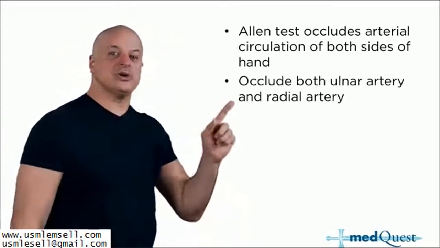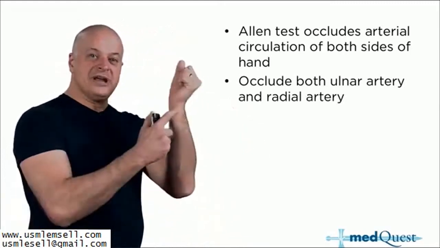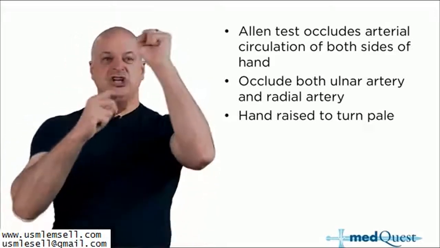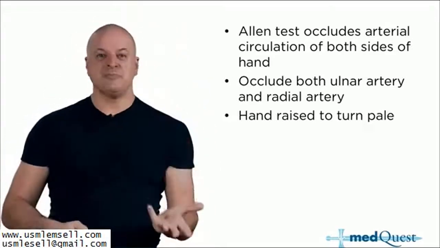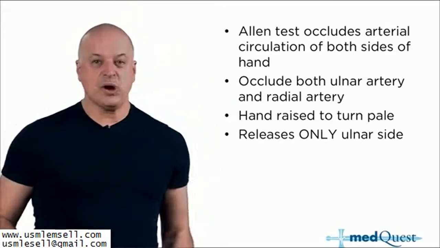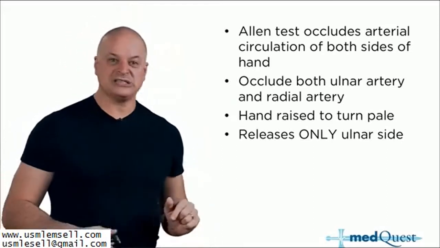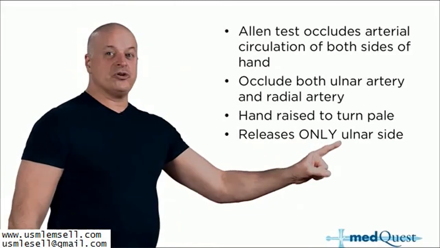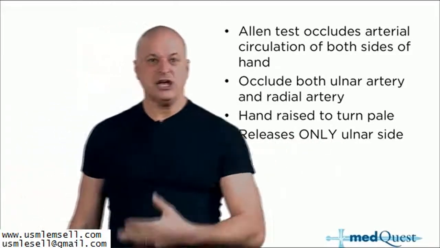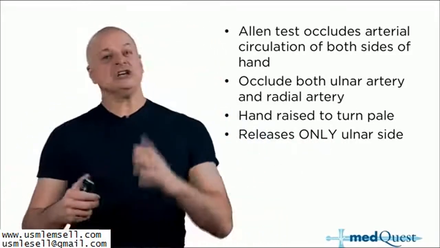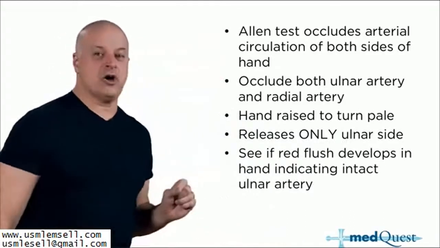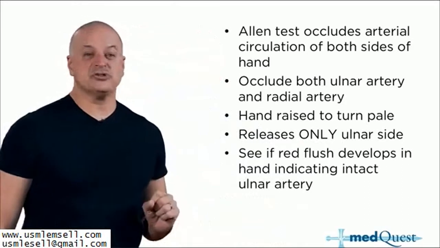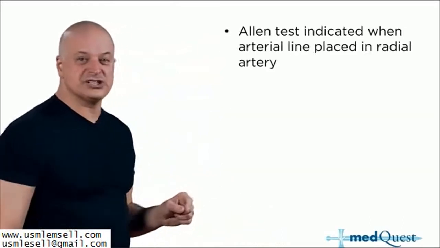So what you do is you occlude both arteries, both the ulnar and the radial artery, and what you make sure is that the hand becomes raised, so you empty it of blood and let it turn pale. Then when you release one side, you're releasing only one side of it, what happens is that you'll be able to see, does the ulnar artery have enough capacity to perfuse the whole hand? So this is a test of saying, is the ulnar artery sufficient to be able to perfuse that hand? And you look to see for the flush that develops.